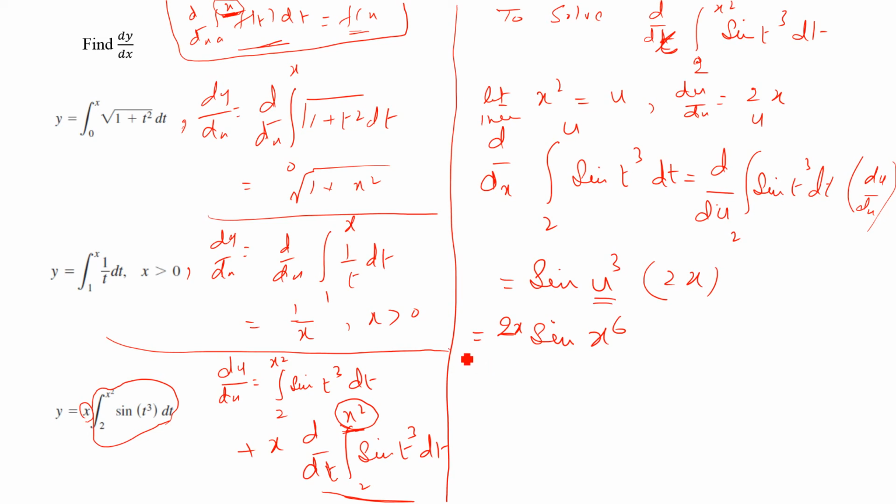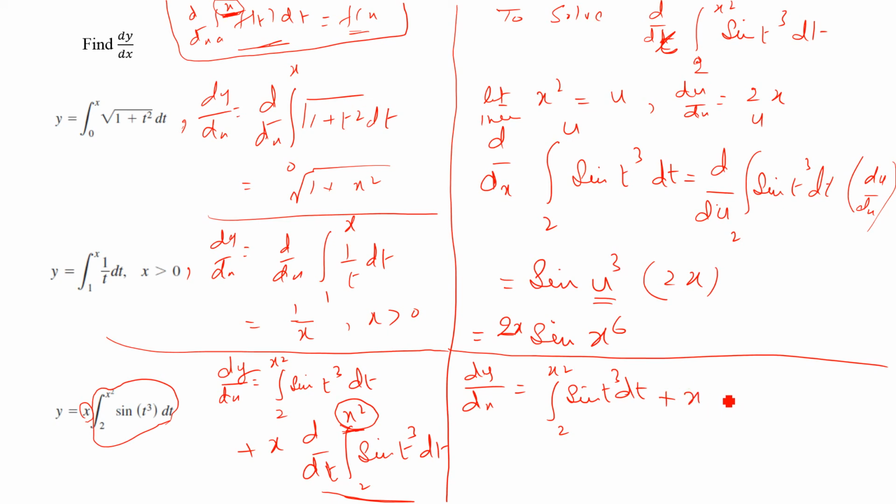Okay, so what is the value of this now? Our dy by dx becomes the integral from 2 to x squared of sine t cube dt, plus x times the derivative, which is 2x sine x to the 6. Or you can write it as the integral from 2 to x squared of sine t cube dt plus 2x squared sine x to the 6. So this is how we can evaluate the derivative of the integral if our limit is different from x, any arbitrary function of x. We can evaluate this derivative.